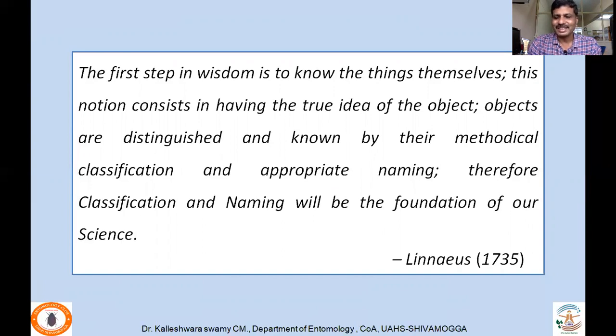Other than human beings, who is going to study these organisms which are there on this planet Earth? It is our duty to classify the organisms, understand them, and name them, and this naming is the basic foundation of our science. So for any other branch of entomology, systematics is the base. That is what I want to propose.